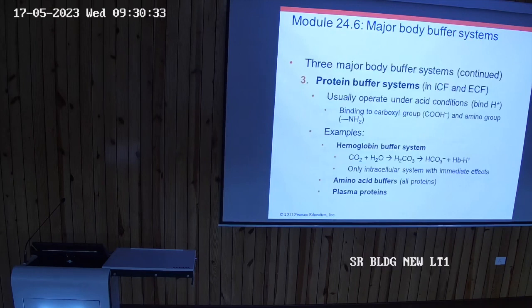The three major buffer systems continued: protein buffer. Plasma proteins are a better buffer or hemoglobin is a better buffer? Last row, plasma proteins are a better buffer or hemoglobin is a better buffer? Last row, huh? Plasma proteins. Can you explain?